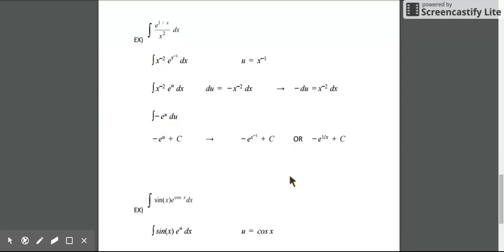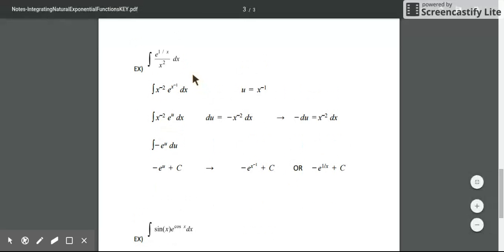Let's try another one. This time, we're going to rewrite some stuff first. So we don't know how to integrate a quotient just yet. So I'm going to rewrite x squared in the denominator using a negative exponent. So instead of 1 over x squared, I now have x to the negative 2. And instead of having e to the 1 divided by x power, I can write that as e to the x to the negative 1 power.